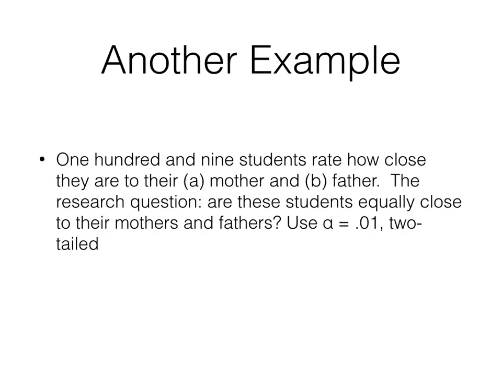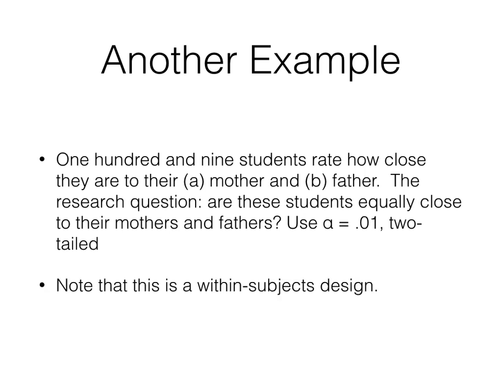All right, so here's another example of a dependent means t-test. We have 109 students rate how close they are to their mother and to their father. So it's just a rating scale that tells us how close they feel emotionally to their mother and to their father. And the research question is, are these students equally close to their mothers and fathers? For this example, we use an alpha of 0.01 two-tailed. Note that this is a within subjects design because each person is providing us a score for one condition, their rating for their mother's closeness, and their score for their father.